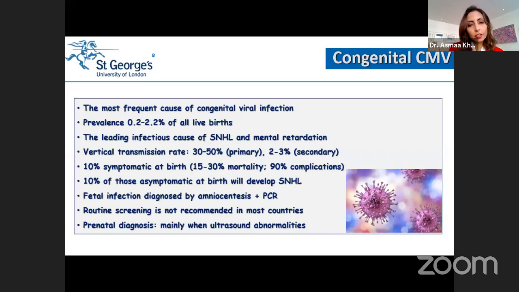How to diagnose the fetal infection? Well, the only way really to diagnose it is by doing amniocentesis and sending the amniotic fluid sample for CMV PCR. And as I mentioned, screening in most countries is not routinely recommended, but there are a few countries that do screen commonly for CMV. And the prenatal diagnosis, as I mentioned in the first 5 minutes of my talk, is often by ultrasound abnormalities, because it's an asymptomatic or mild infection in the mother. Often you do an ultrasound scan, you pick up one of these abnormalities, and therefore you test the mother or the fetus.